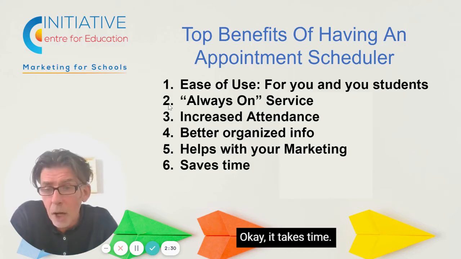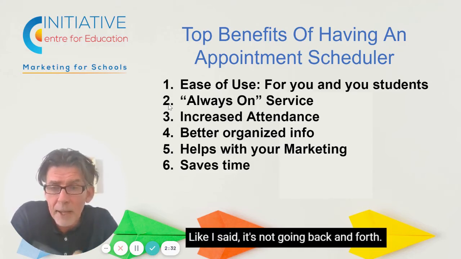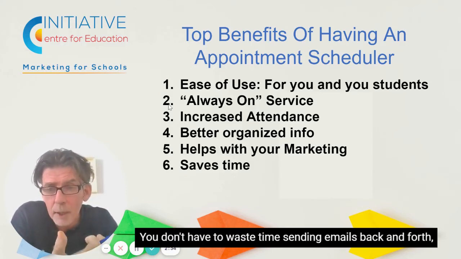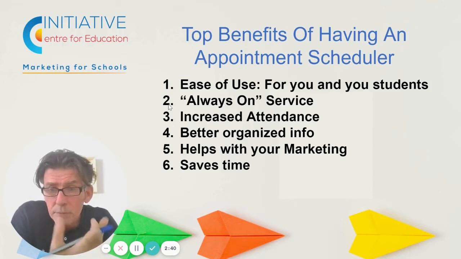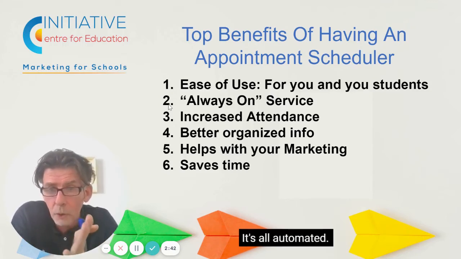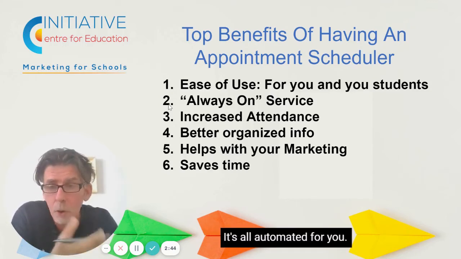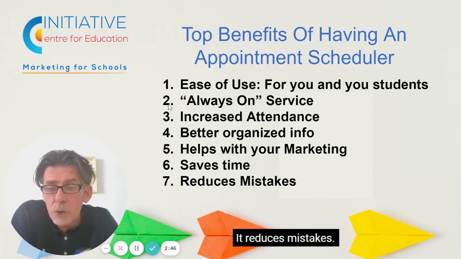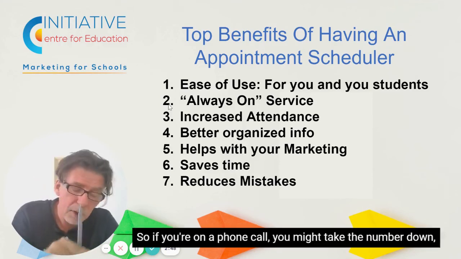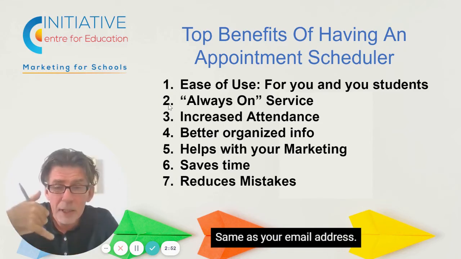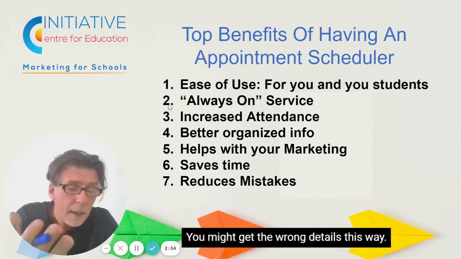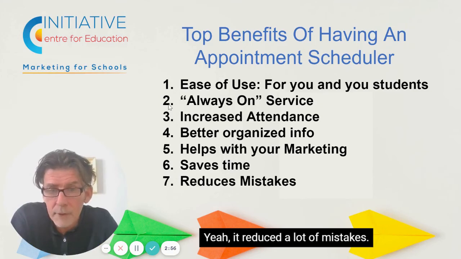Okay, it saves time. Like I said, it's not going back and forth. You don't have to waste time sending emails back and forth trying to find a good time to meet. Same with phone calls. It just cuts down. It's all automated, plus the reminders, it's all automated for you. It reduces mistakes. If you're on a phone call, you might take the number down incorrectly. Same with your email address, you might get the wrong details. This way, it reduces a lot of mistakes.